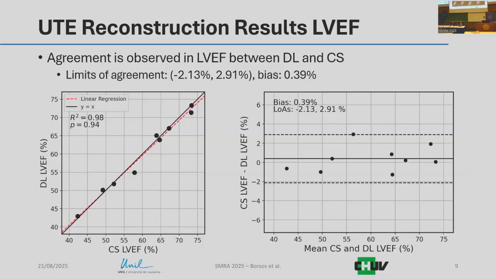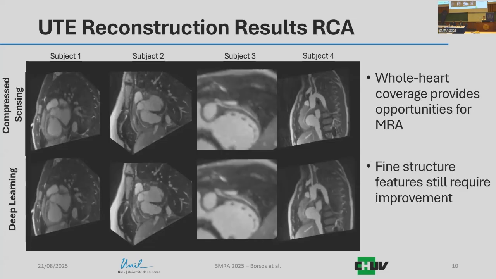Looking at the measurements of ejection fraction, if we look at the correlation plot, we find that there's strong correlation between the measurements from the compressed sensing references with those derived from the deep learning images. The Bland-Altman reveals a bias that's very close to 0, which is good, as well as narrow limits of agreement. So these together suggest that our method is not compromising the functional information contained within these images. And that's super important because it gives us confidence as we start to roll this out in the clinic, knowing that we're not going to impact these kinds of measurements. Of course, because we have whole heart coverage, that also opens opportunities for angiography as well.